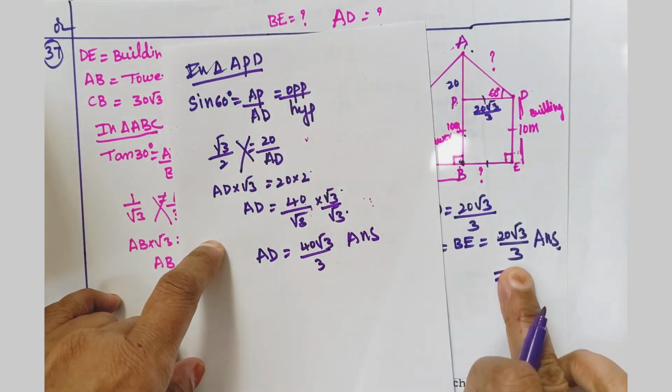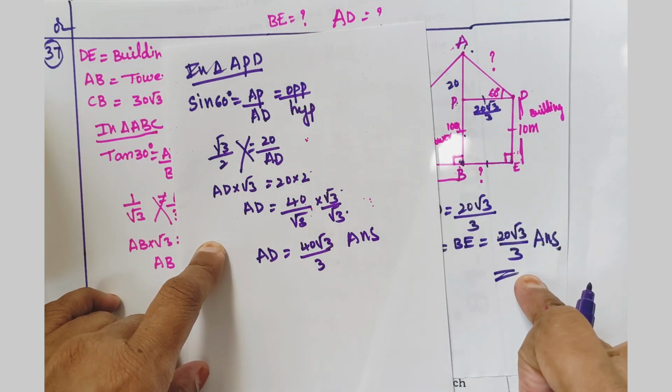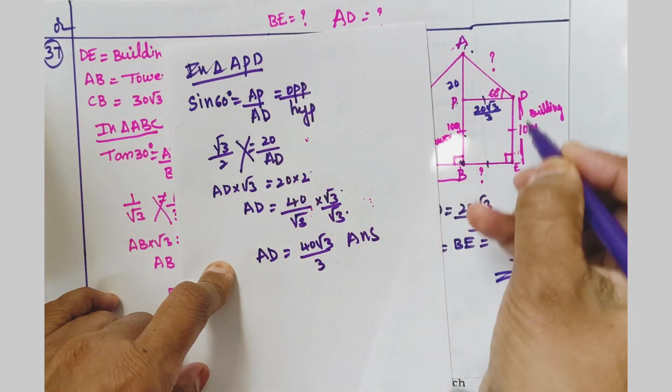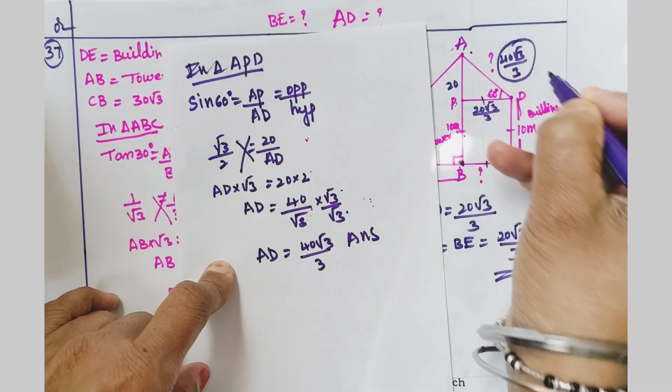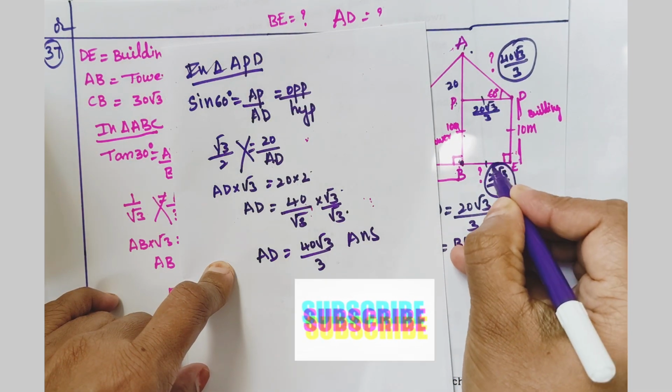So PD answer is 20 root 3 by 3, BE answer is 20 root 3 by 3. Next, AD answer is 40 root 3 by 3. This is one answer. This answer, 20 root 3 by 3, is the answer. Okay.